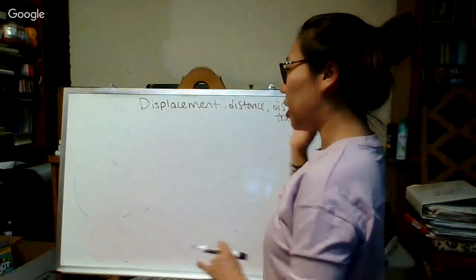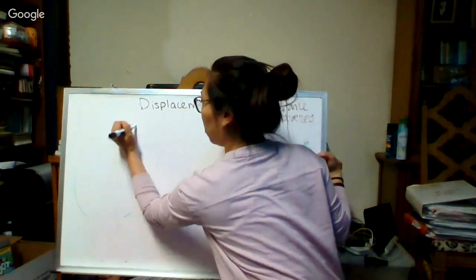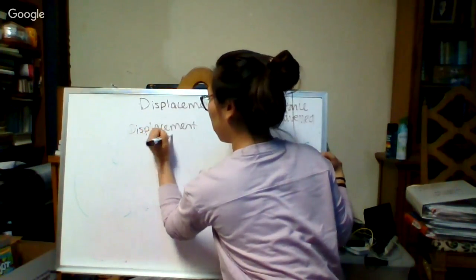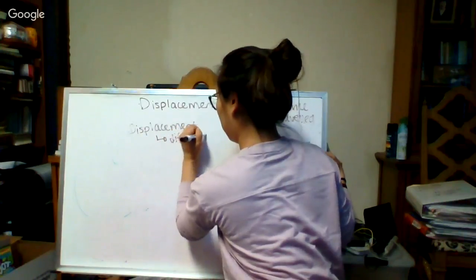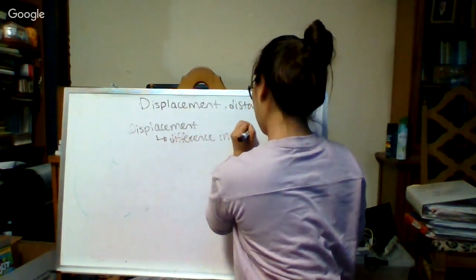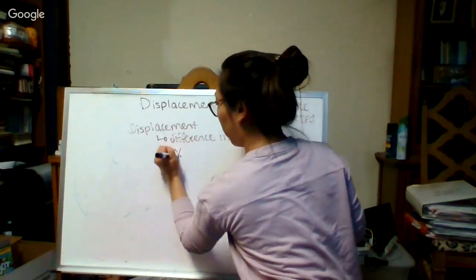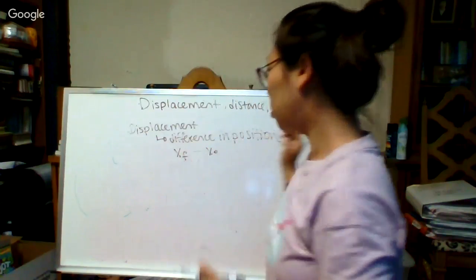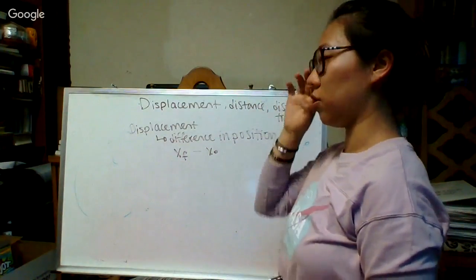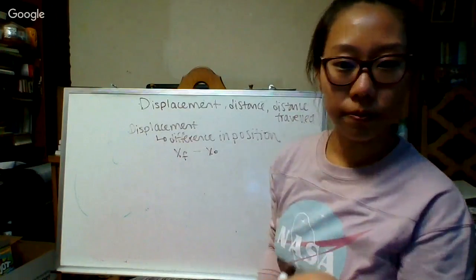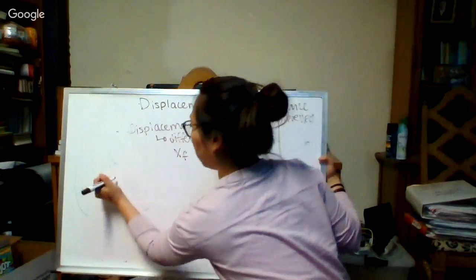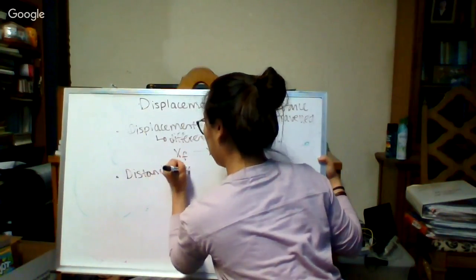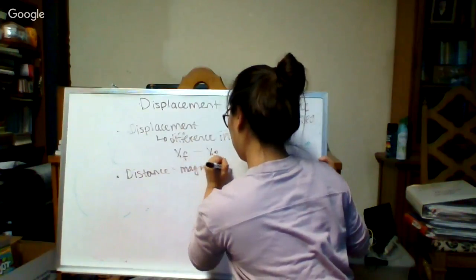So displacement is basically the difference in position. It's your xf minus xo. So basically your final position minus your initial position. And then your distance is the magnitude of displacement.